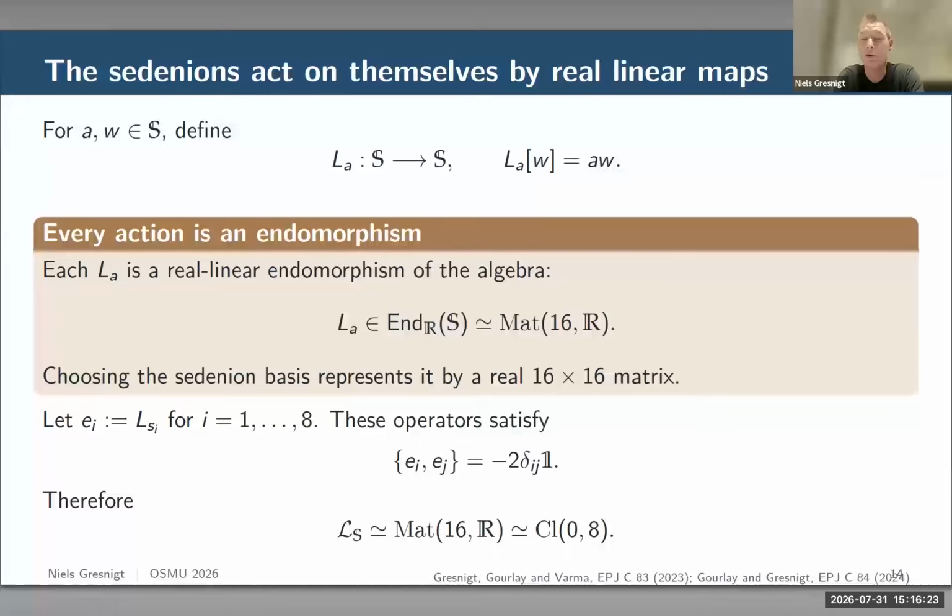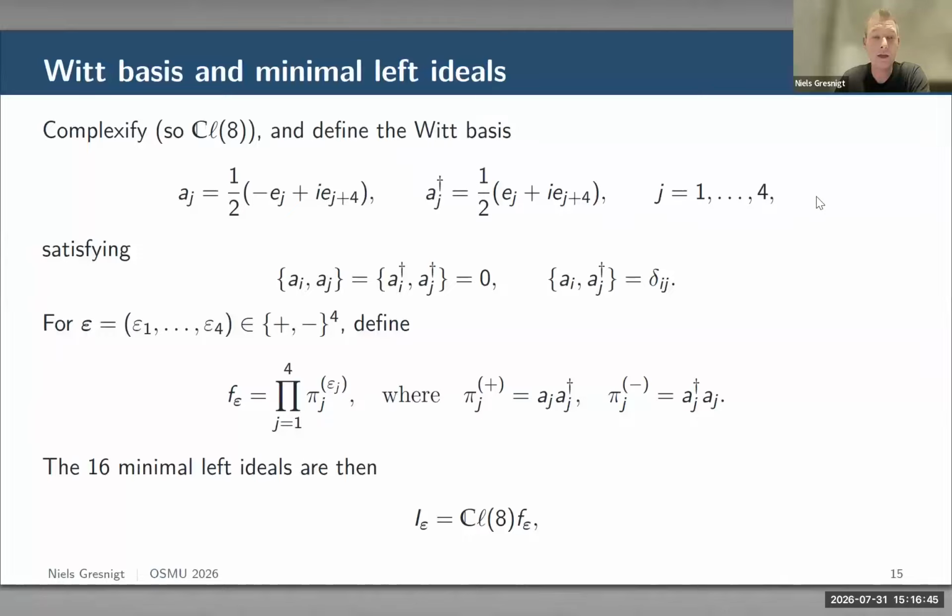So now if we complexify, then we end up with complex CL8, and we can define a Witt basis, which is what I've done here. So we have 4 Witt pairs, and they satisfy the standard anti-commutation relations. From them, we can then define 16 primitive idempotents, which are here F subscript epsilon, where the pi j's are just simple idempotents. So the primitive idempotents, they're all rank 1. And then from them, we can build up the 16 minimal ideals of the algebra just by left multiplying any element of CL8 onto it.